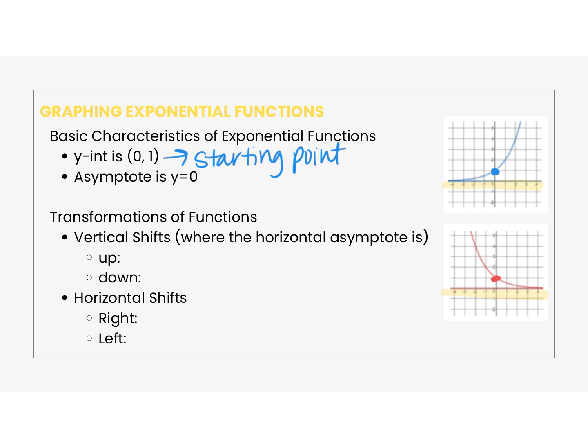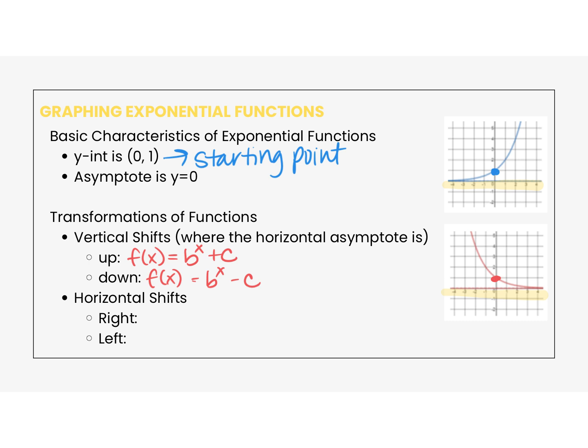And then just like what we've looked at with all of our other graphs, we can have transformations of these. So we can have vertical shifts, up or down, which will affect where our horizontal asymptote is. And so if we're shifting up, our function is going to look like this: f of x equals b to the x plus c. And if we're shifting down, it's going to look like b to the x minus c.